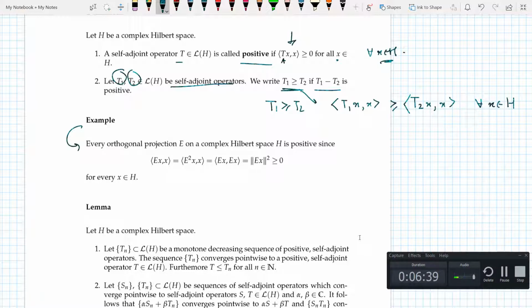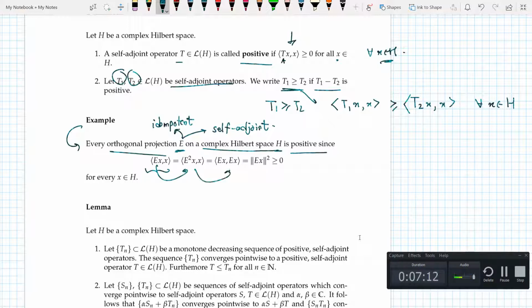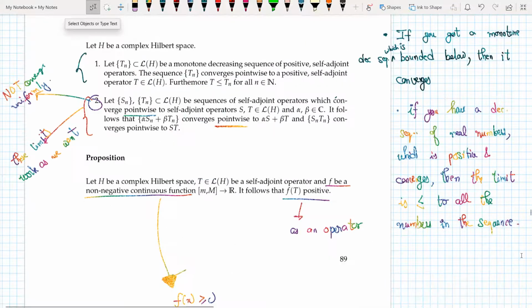So an orthogonal projection E on a complex Hilbert space is positive since there are two properties of orthogonal projection. First is that they're idempotent and the second one is they are self-adjoint. Now what they're saying is that every orthogonal projection E on a complex Hilbert space H is positive since the inner product of Ex with Ex, since it's idempotent, since it's self-adjoint, since this is how the norm is defined, and norm is always greater than or equal to 0.